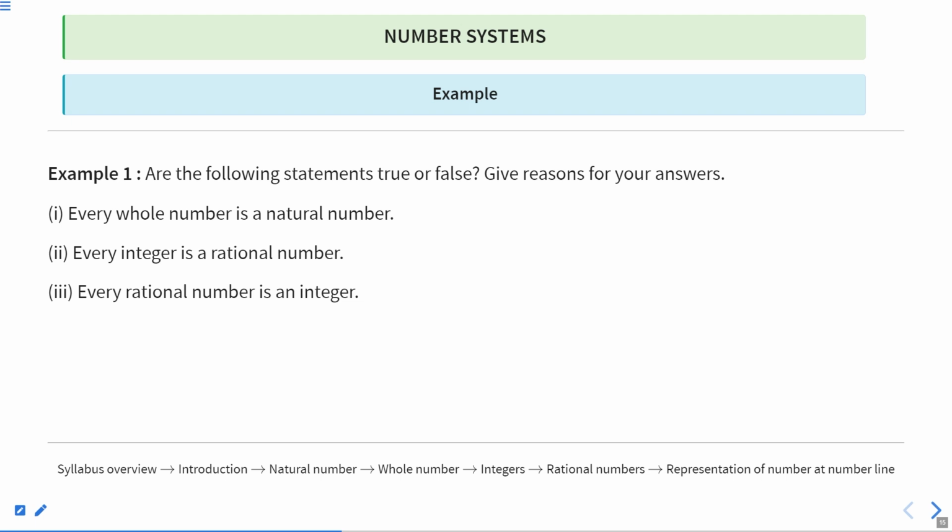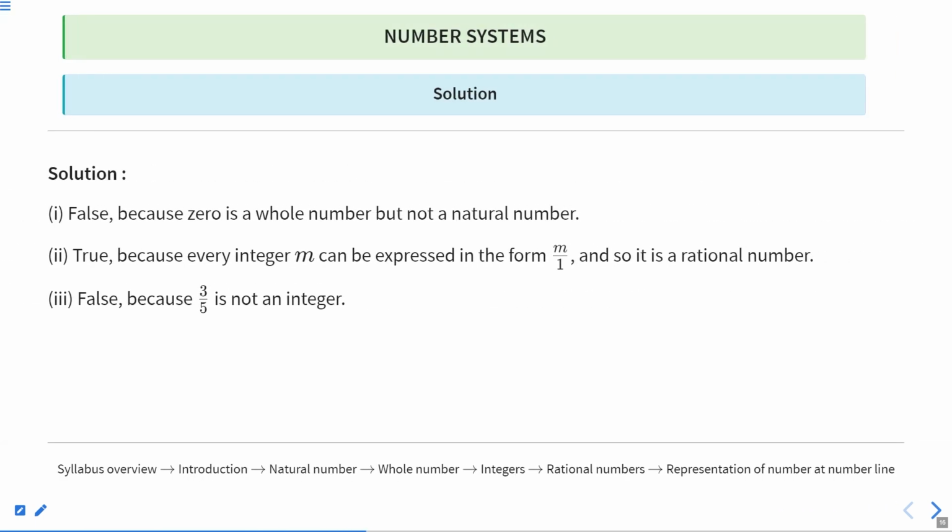Now let us see the third statement. In the third statement, we have every rational number is an integer. This statement is a false statement. Why is this false? Because if you take 3 by 5, this is a rational number but is not an integer. That is why the given statement is a false statement.